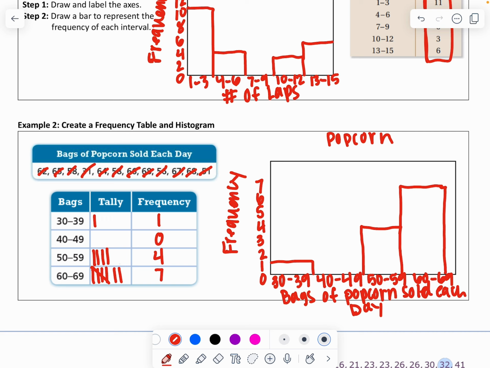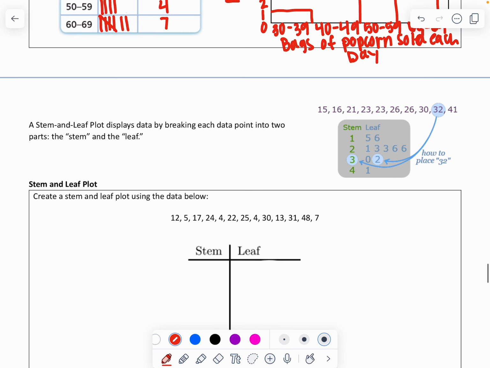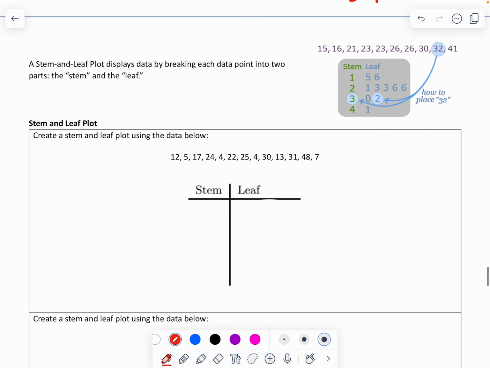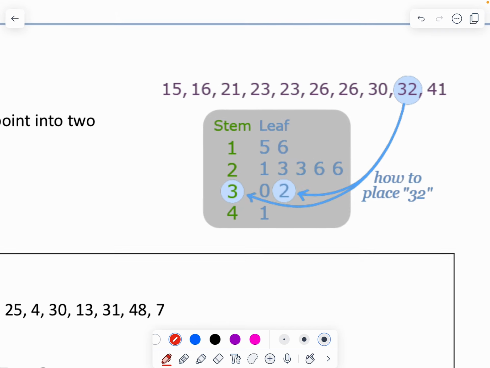Alright, flip your page over. And now we're going to learn about stem and leaf plots. A stem and leaf plot displays data by breaking each data point into 2 parts, the stem and the leaf. So we have this example up here. The stem is basically like the tens place, and the leaf is the ones. This is just another way to show data that people prefer and make it look a little nicer.